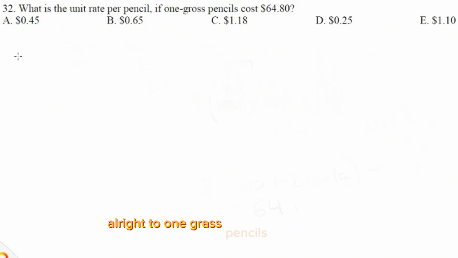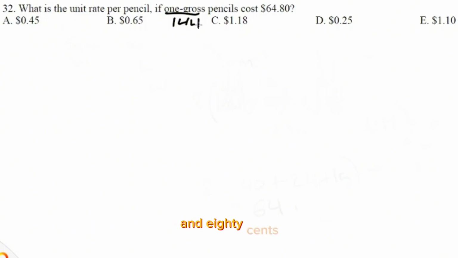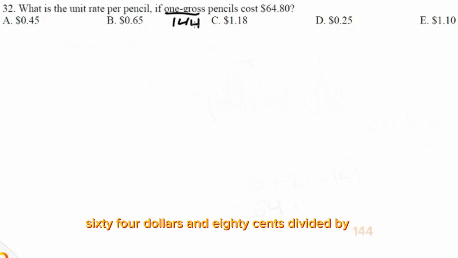Alright, so one gross is 144. Whenever you have one gross, just remember that's always 144. So if 144 pencils cost $64.80, then what is the unit rate per pencil? The unit rate is just how much one pencil costs, so one out of these 144 pencils. To find out, all we have to do is $64.80 divided by 144.